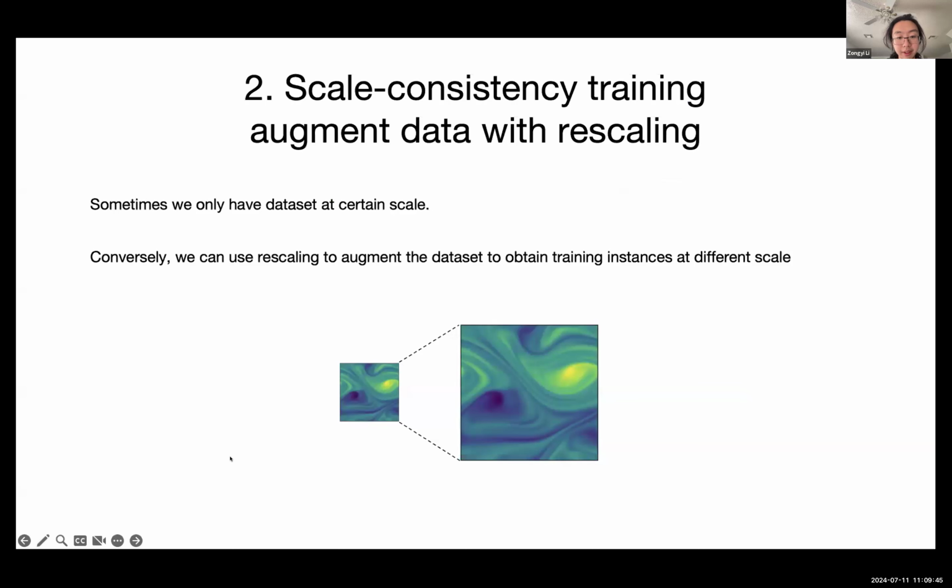Right, so after developing the models, the scale consistency can also be used as a training technique to enforce the models and augment the datasets with different scales. Given a dataset, usually at a fixed scale, we can rescale it and restrict to subdomains to obtain different scales. In this sense, even if we just get one dataset with a fixed scale, we can still learn the model of different scales.